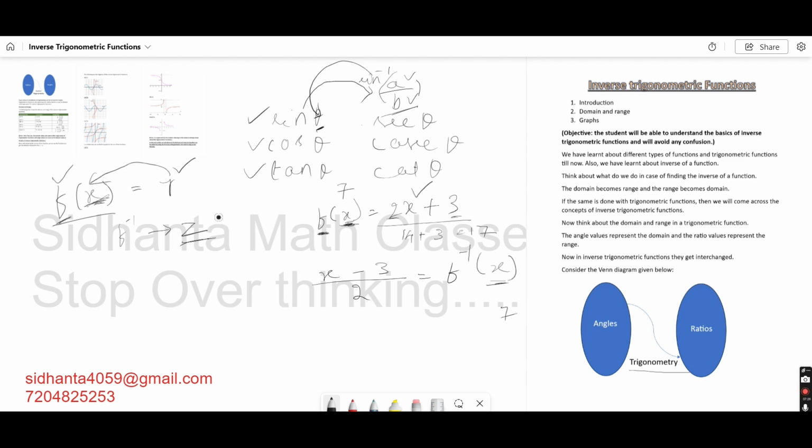And all the relations, all the formulas that are there in trigonometry can be applied here. If you remember the formulas of trigonometry, there are easy ways to remember them also, but that you will learn in the videos that will cover trigonometry. But if you remember all the formulas of trigonometry, you don't need to mug up or remember a single formula in inverse trigonometric functions. You can always derive them.